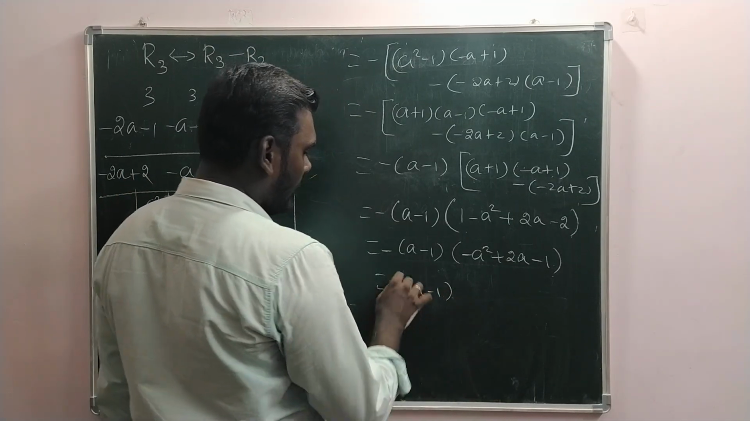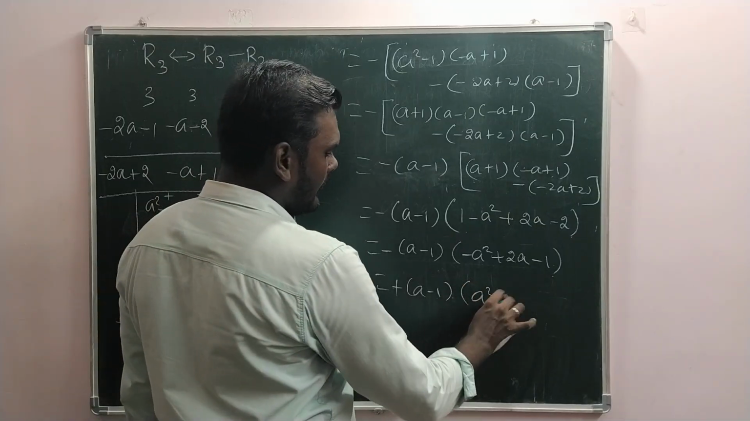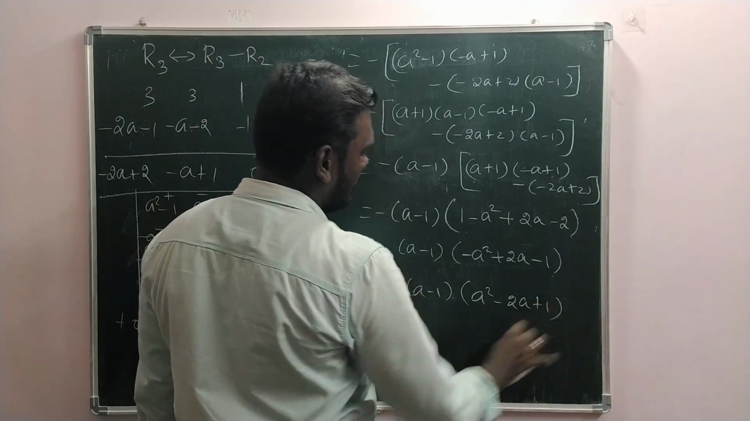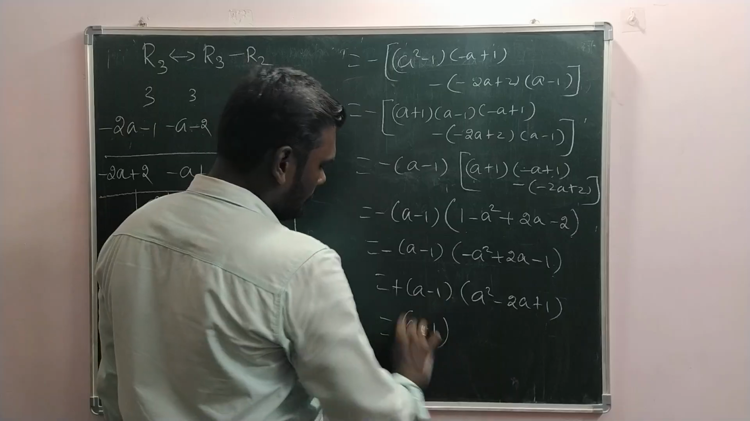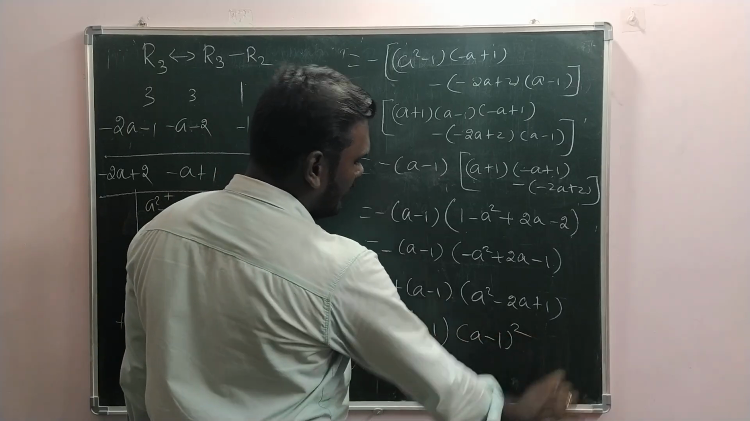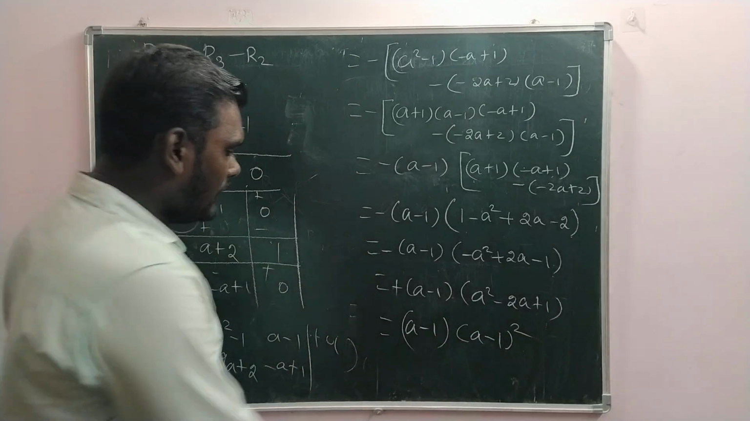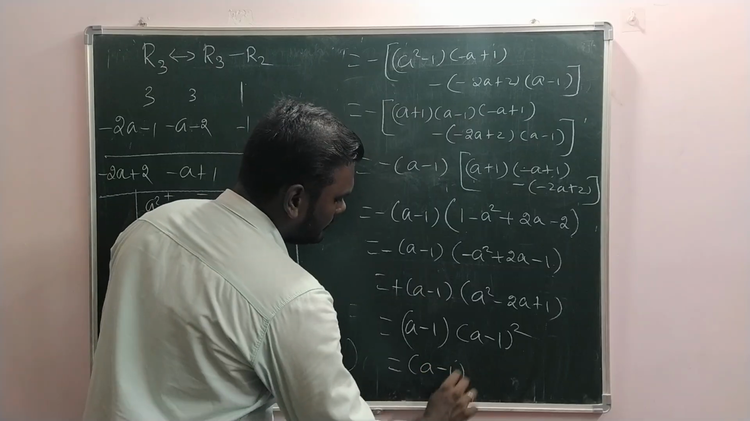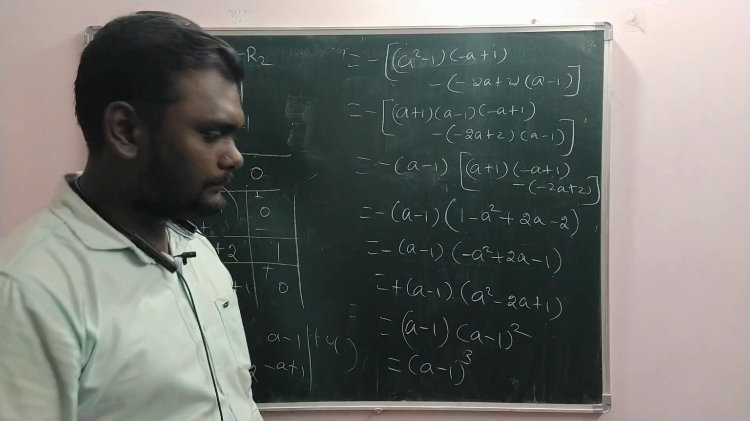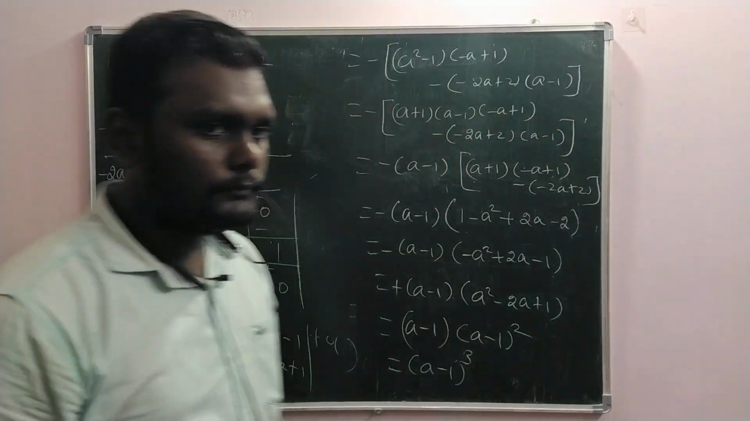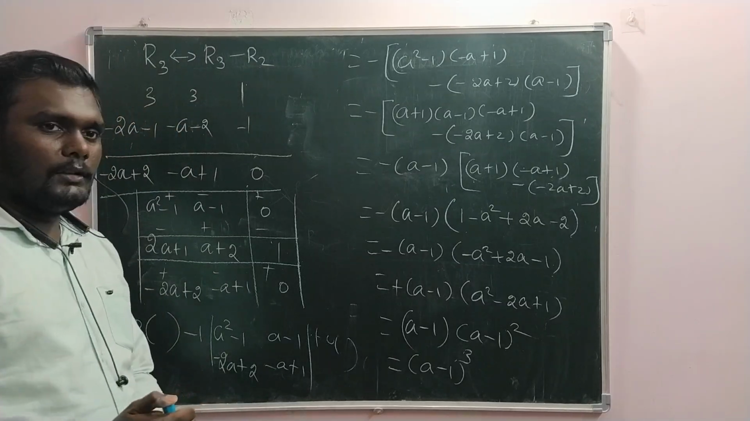Here we will take one minus, that minus into minus will become plus. Then we will get a square minus 2a plus 1. That is what? A minus 1 into a minus 1 square. What is it? A minus 1 into a minus 1 square, a minus 1 cube. Okay. That is what we need to prove.